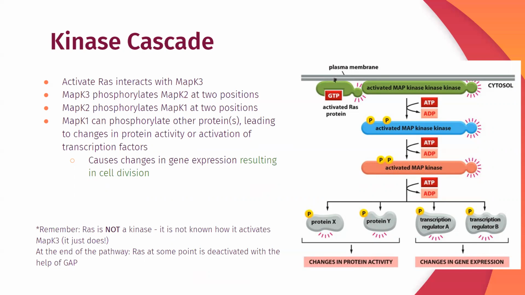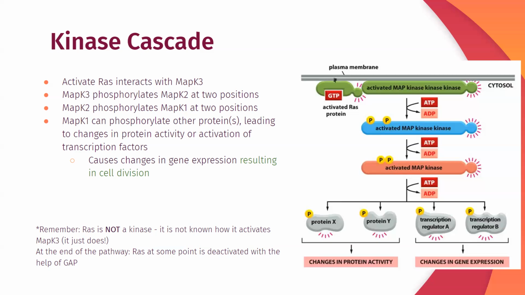So active RAS is going to activate MAPKKK. Can someone tell me how? We don't know. Really good. Somehow, some way, because it is not a kinase, it activates MAPKKK. That leads to activating MAPKK, and once that's active, it activates MAPK. Then it's able to relay signals to whatever different activities the cell needs. In our class specifically, we talked about changes in protein activity and changes in gene expression. But MAPK can also phosphorylate other stuff.